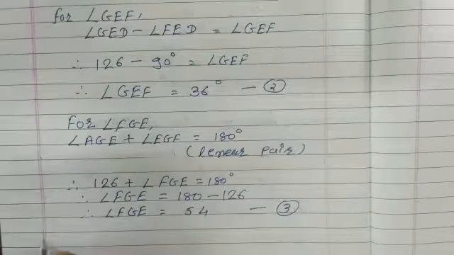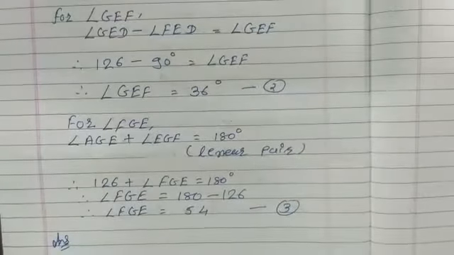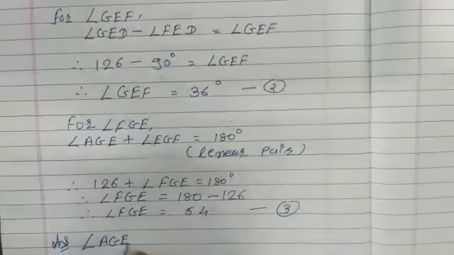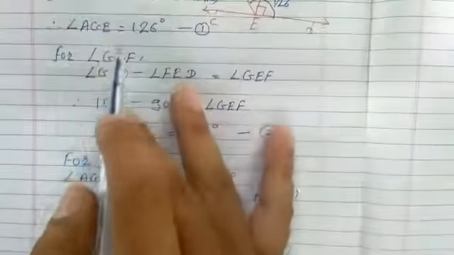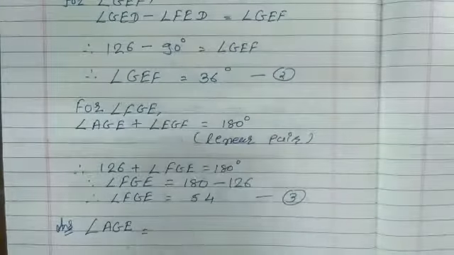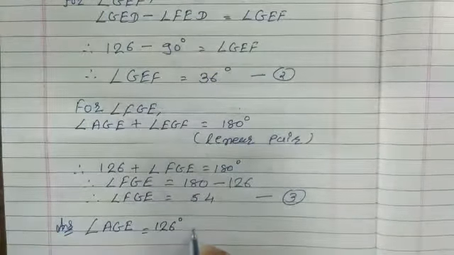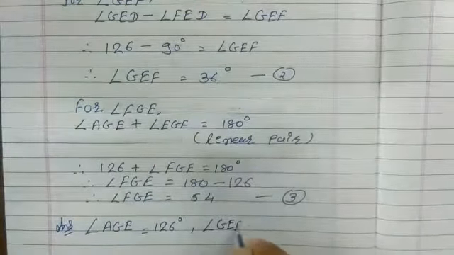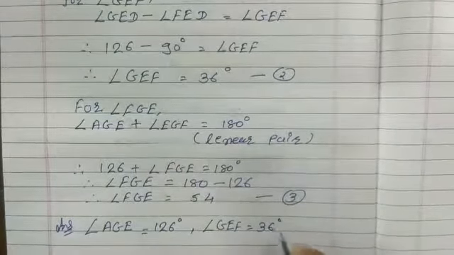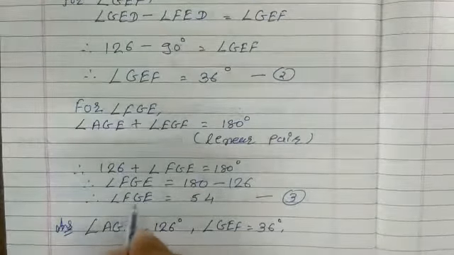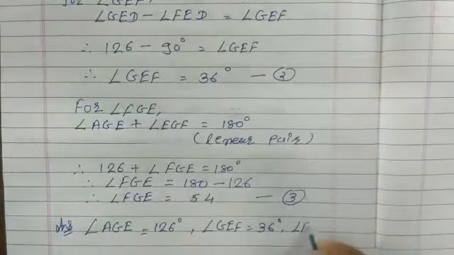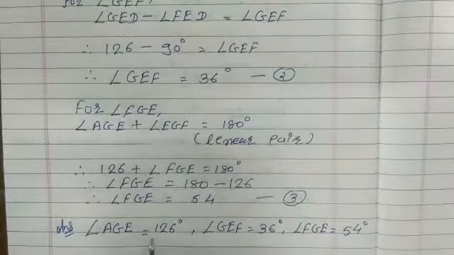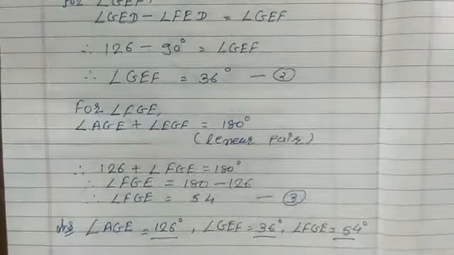So we can write our answer here. First, angle AGE is equal to 126 degrees. Second one, angle GEF is equal to 36 degrees. And last one is angle FGE is equal to 54 degrees. So this is the solution of our third question.